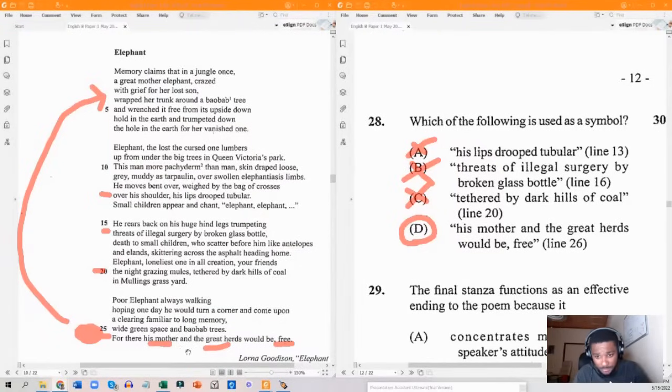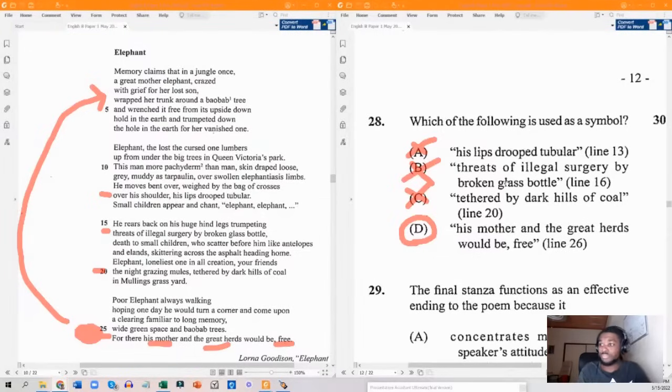There his mother and the great herds would be. The man named Elephant, his literal mother and the great herds wouldn't be there. But what would be there, what would be in the green space, is the freedom he's searching for. So the freedom is what is being symbolized. His quest for freedom is what is being symbolized.